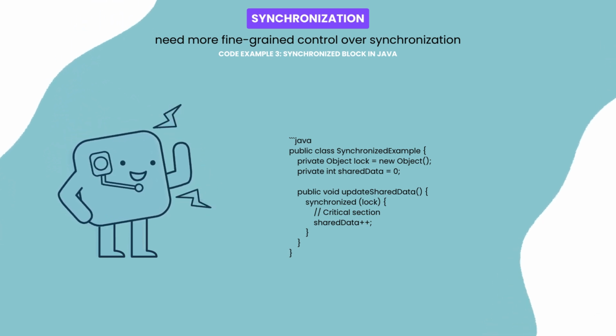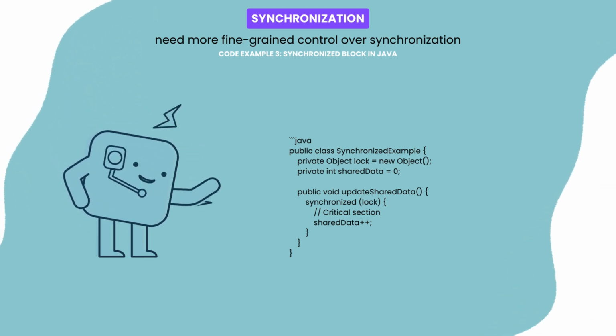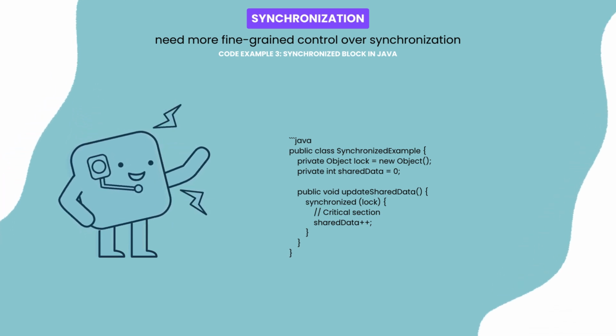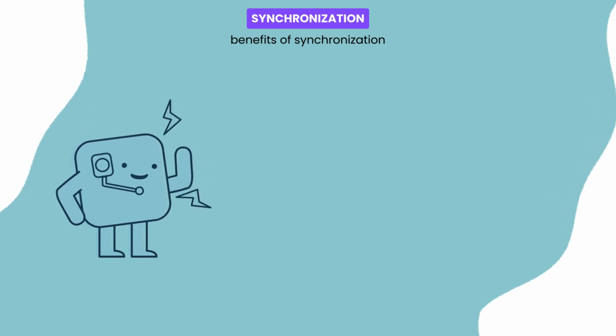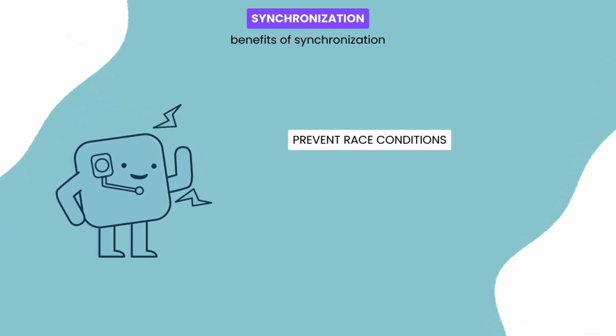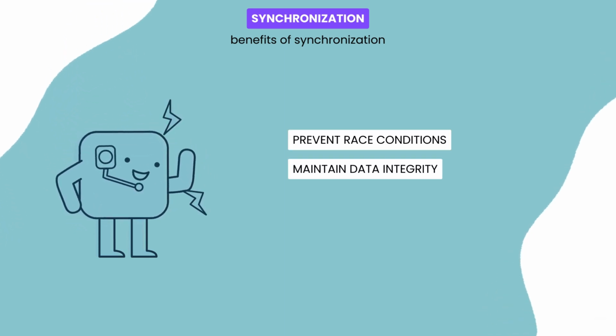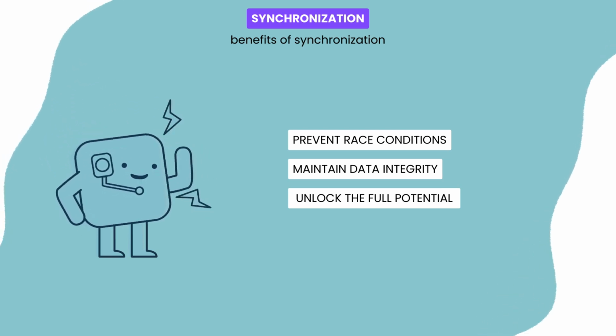In this example, we're using a synchronized block to ensure that only one thread at a time can access the critical section of code, guarded by the lock object. By understanding and implementing thread synchronization effectively, you can prevent race conditions, maintain data integrity, and unlock the full potential of concurrent programming in Java.